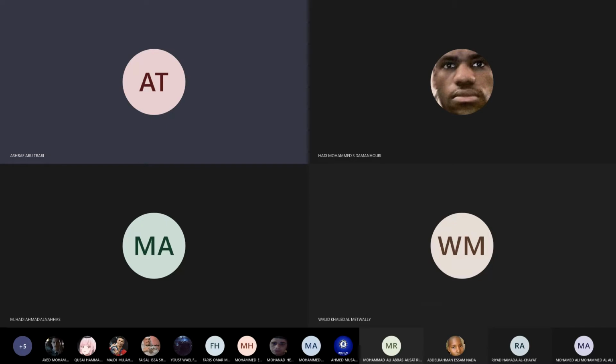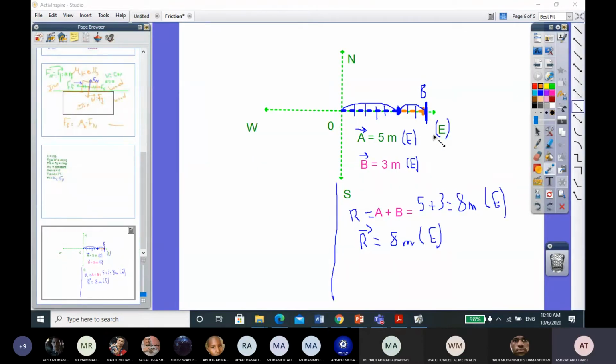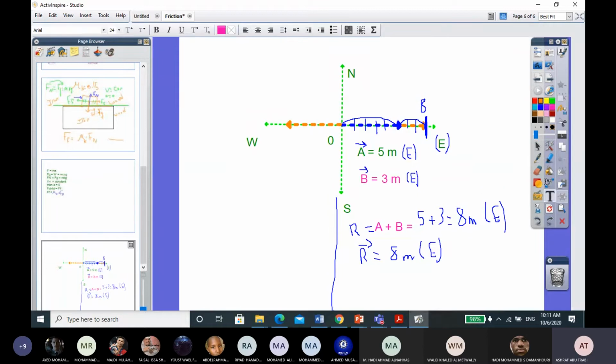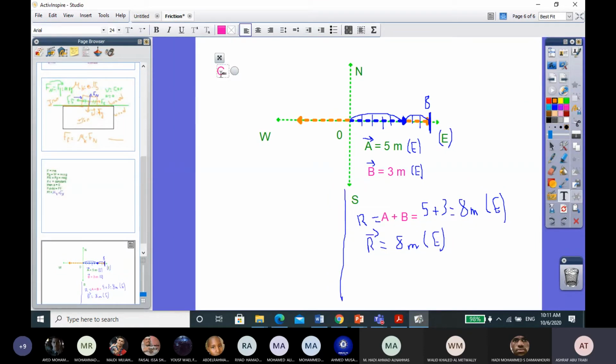So everything is clear now. You know how I can add two vectors. Now, if I'm going to the east, let's say, or to the west, sorry. This is to the west by, let's say, 6. So let's call this vector C. So C is equal to 6 meters, but what, guys? 6 meters west.